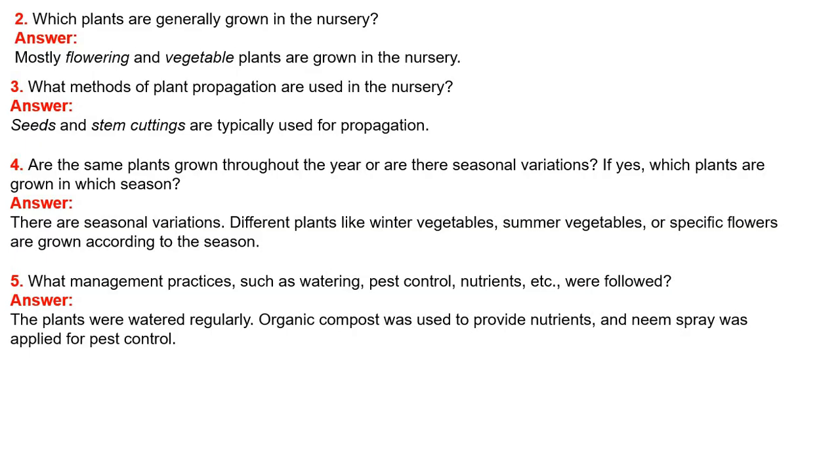Which plants are generally grown in the nursery? Mostly flowering and vegetable plants are grown in the nursery. What methods of plant propagation are used in the nursery? Seeds and stem cuttings are typically used for propagation.